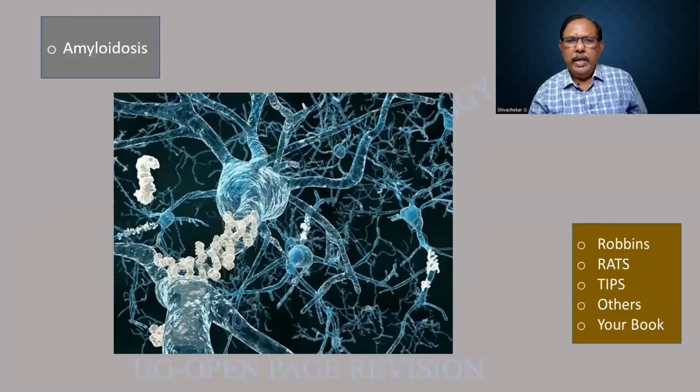First one shall be amyloidosis. Amyloidosis is a process and amyloid is a protein. Actually, the word amyloid means starch-like. That is what Rudolf Virchow had thought. But then it turned out to be a protein.